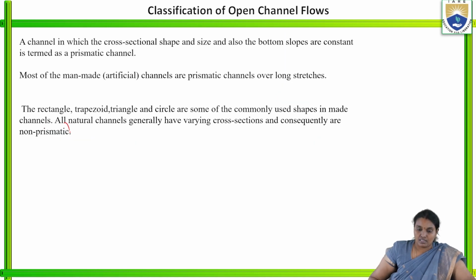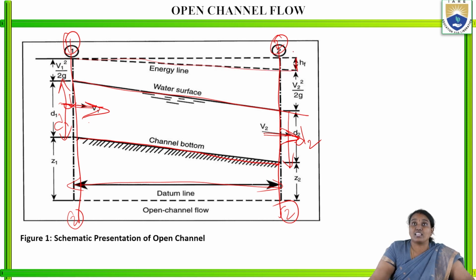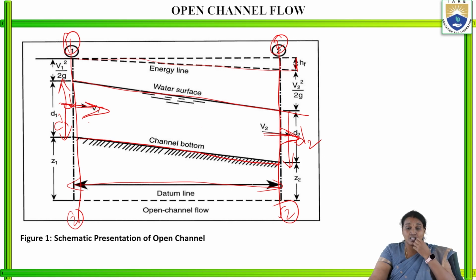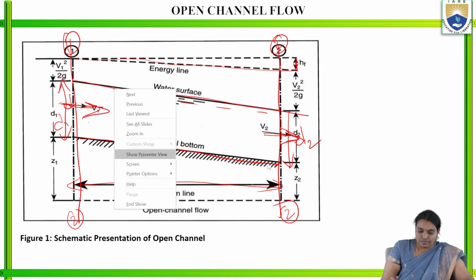D1 and D2. So the remaining, this is the energy line. This is the loss of energy. So datum head, energy head, this is kinetic head. The relations between these we will see in our next videos. So this is the presentation, a little understanding about open channel flow. This is the water surface, till how much depth water is there, till that we are considering. So this is the channel bottom.